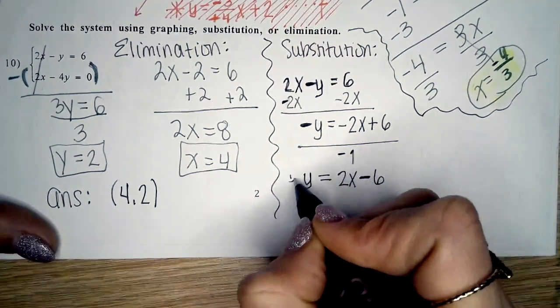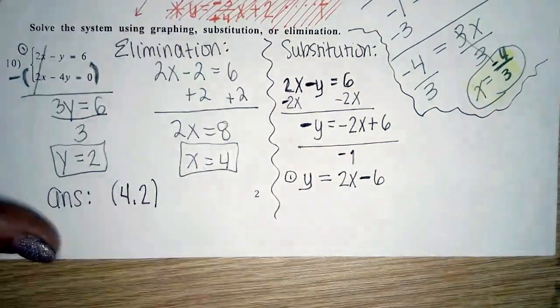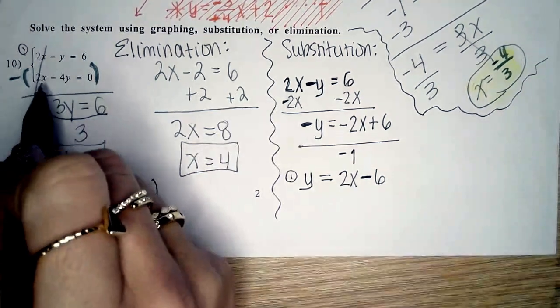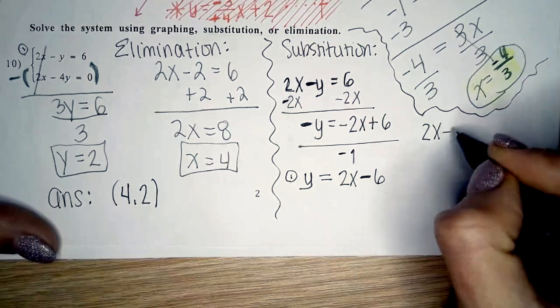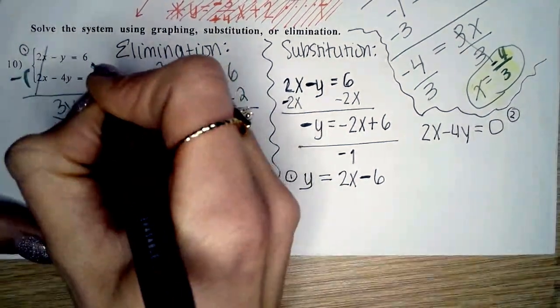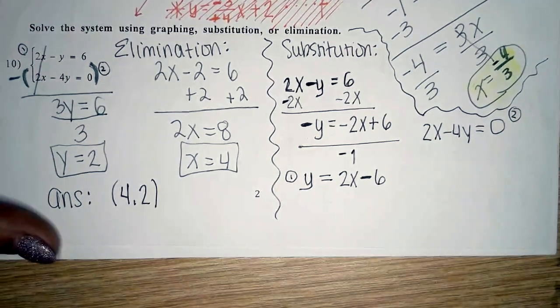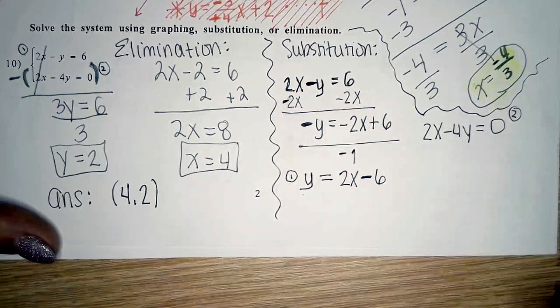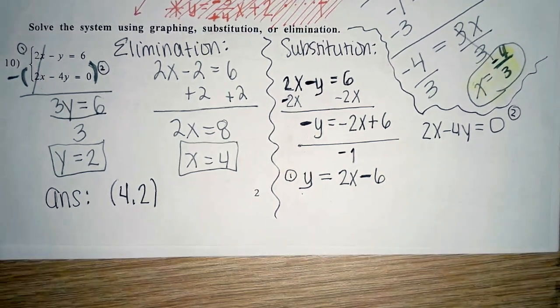Okay, so that was equation 1. All right, I'm just going to call it 1 like that right there. That was equation 1. Now, if I want to solve by substitution, I'm going to bring equation 2 over here. Here's equation 2: 2x minus 4y equals 0. And that's equation 2. What do I do with that? I got equation 1 down looking like this. I rewrote equation 2 over here. What do I need to do?